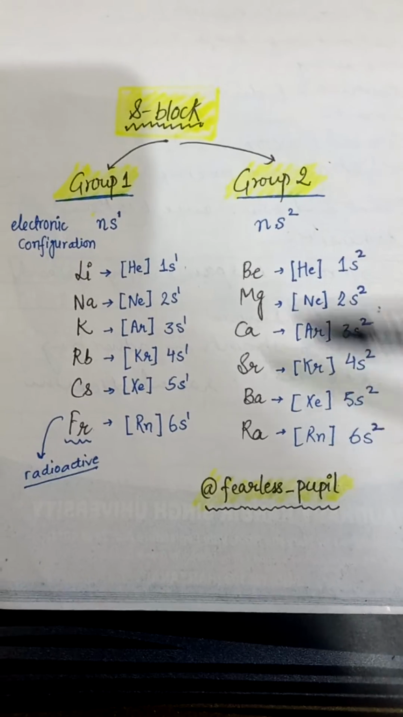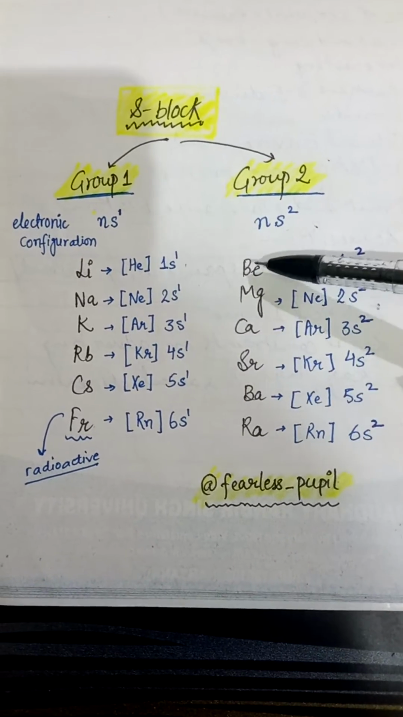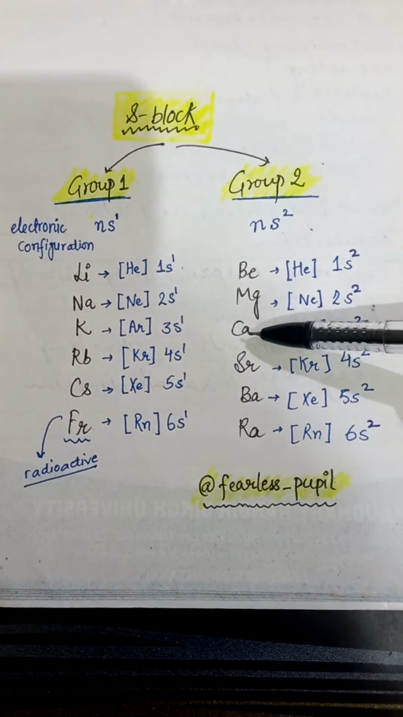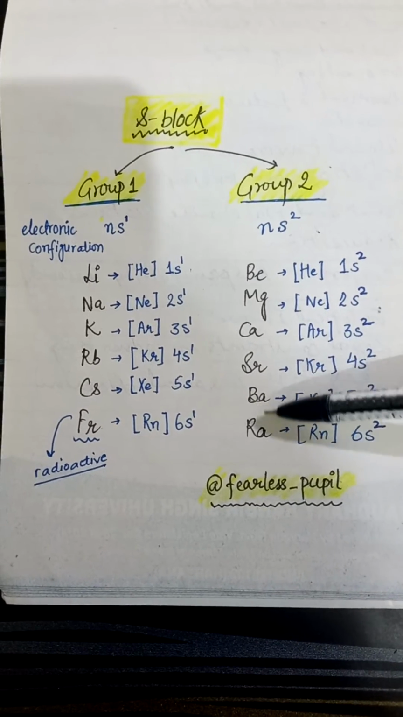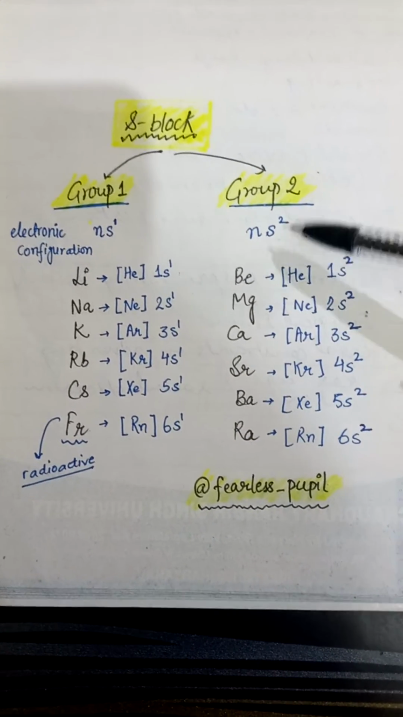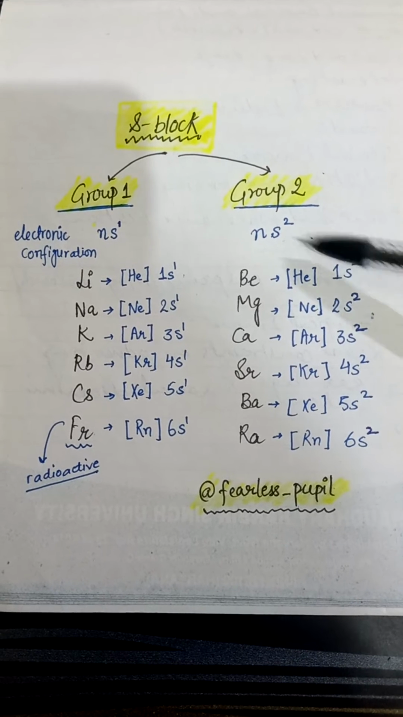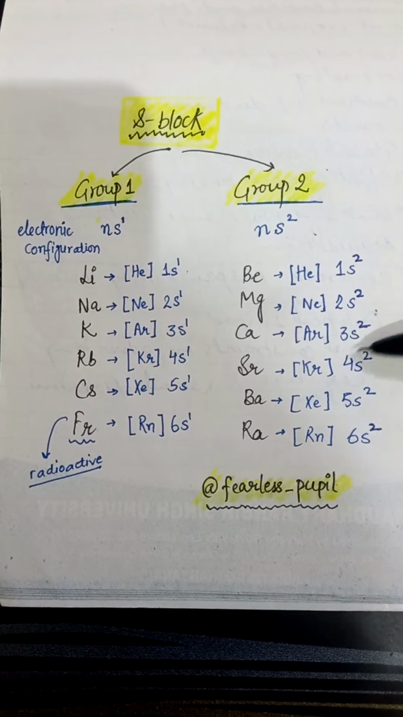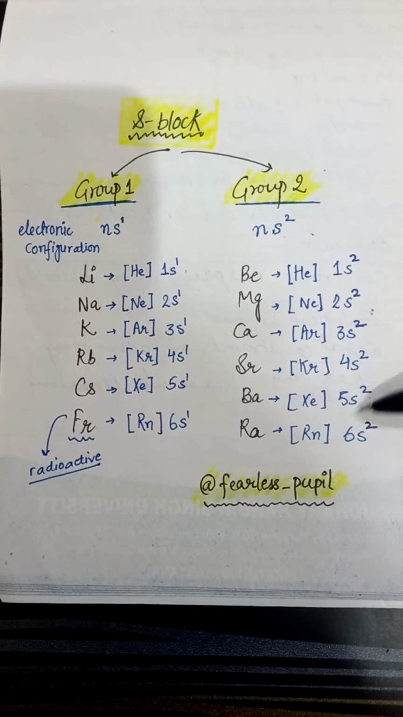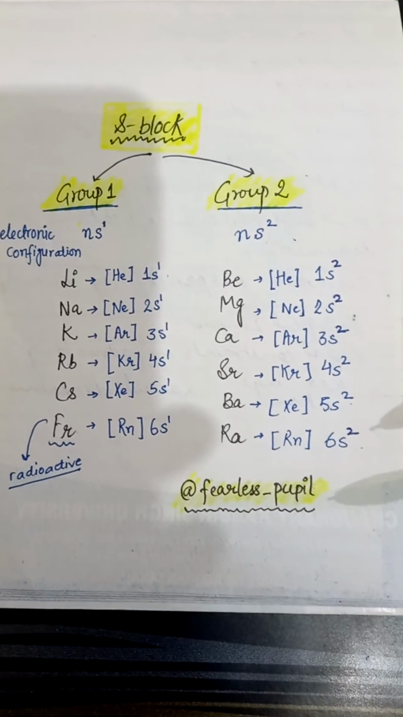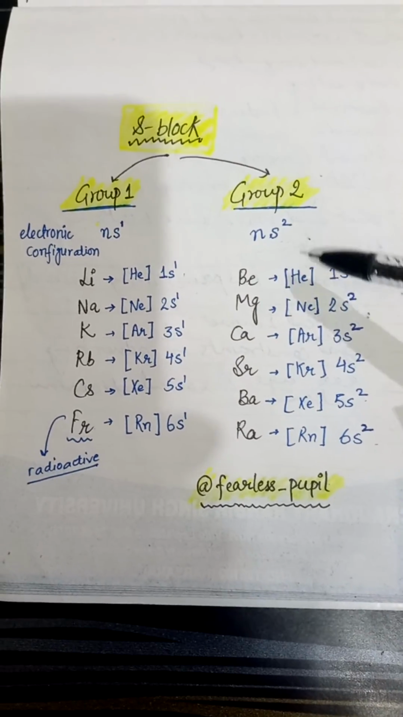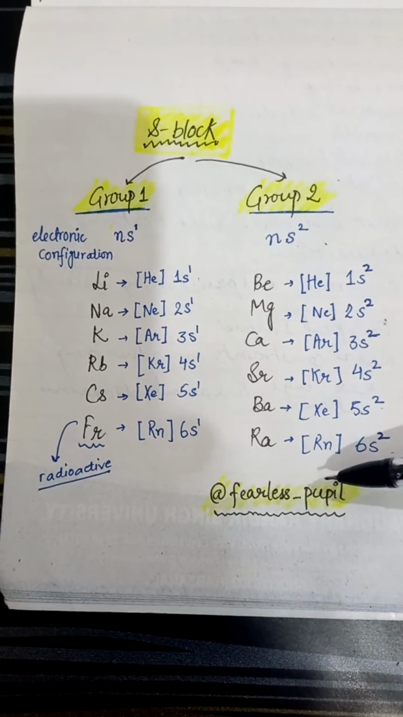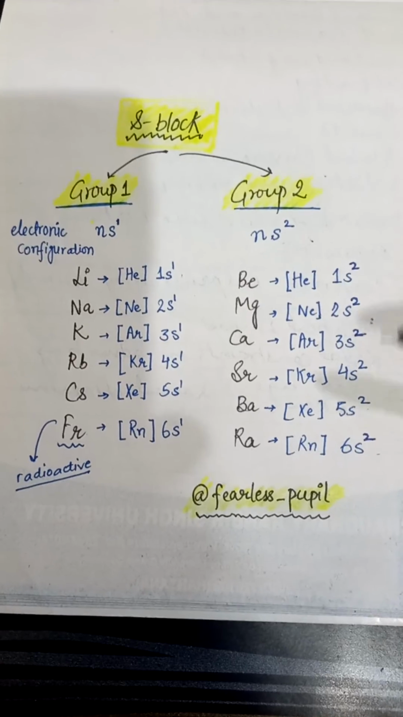Here is the group 2. It has the elements that are beryllium, magnesium, calcium, strontium, barium, radium. Here the electronic configuration is Ns2. So 1s2, 2s2, 3s2, 4s2, 5s2 and 6s2 in their valence shells. And in this first, here is the inert configurations.